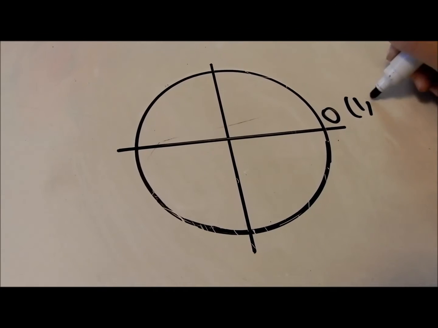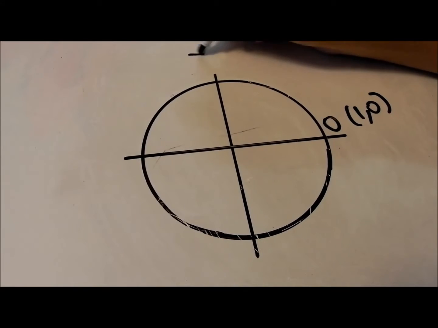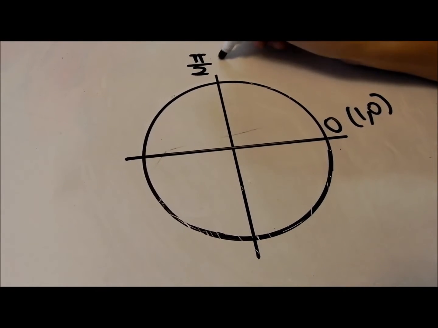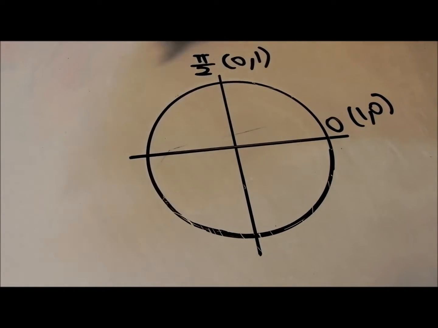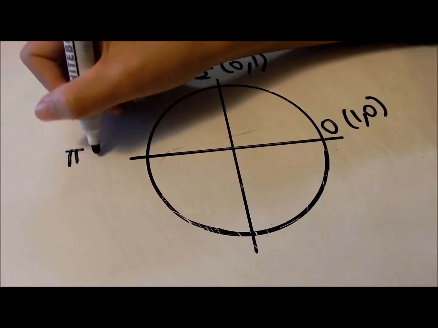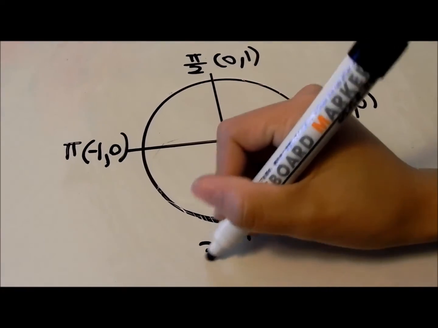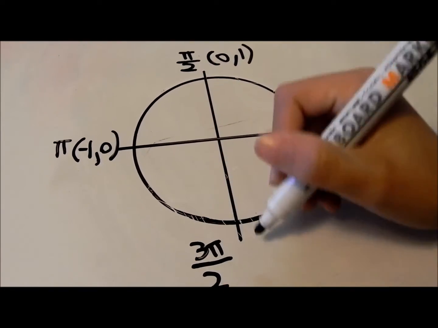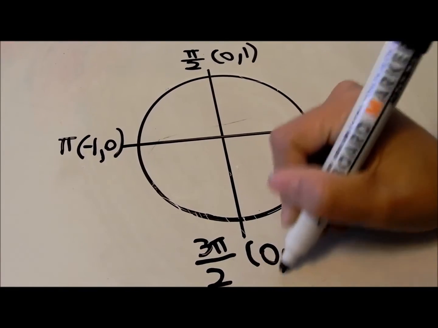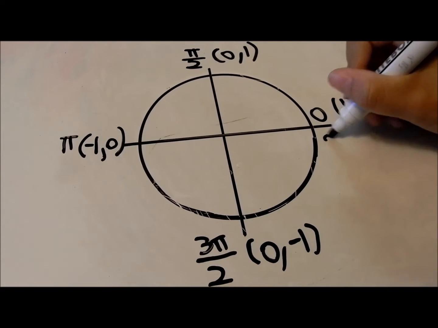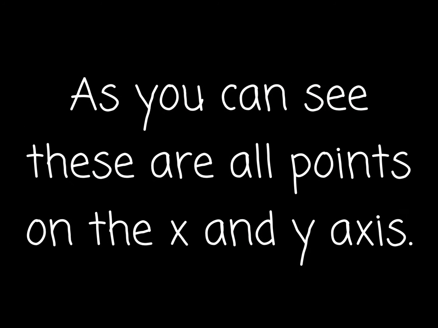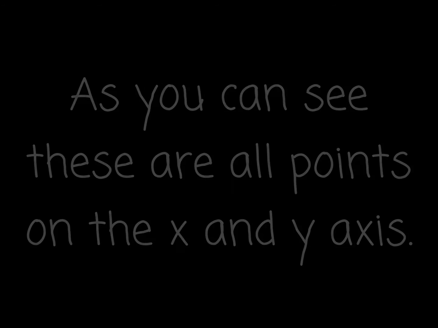So, if x equals 0, the point is (1, 0). If x equals pi over 2, the point is (0, 1). If x equals pi, the point is (-1, 0). If x equals 3 pi over 2, the point is (0, -1). If x equals 2 pi, the point is (1, 0). As you can see, these are all points on the x and y axes.